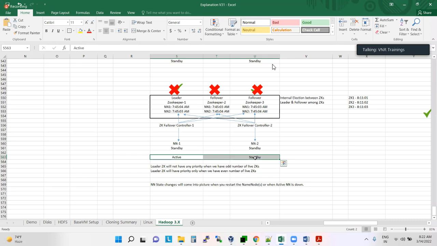Why are we bringing zookeeper, sir? To decide the name node state. The name node state is already decided. After deciding the name node state, do we require these zookeepers? Yeah, got it, sir. Got it.